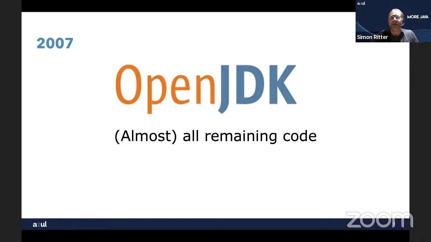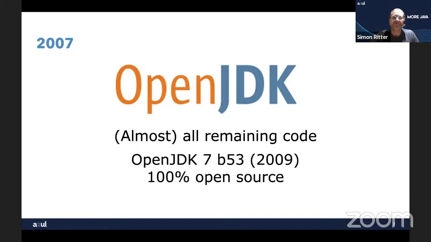It took until 2009 and build 53 of OpenJDK 7 before we had 100% open source that we could build the entire JDK from and have our JDK made purely open source. No binary plugs that needed to be included in that.